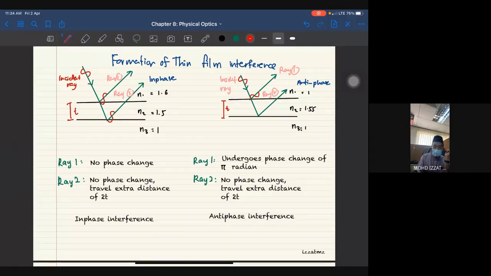Okay, now you can see that this one goes up then down, and this one goes down then up. So obviously these two are antiphase. Again, this is the description, and finally it is an antiphase interference. So for in phase and antiphase, you have their own formulas.